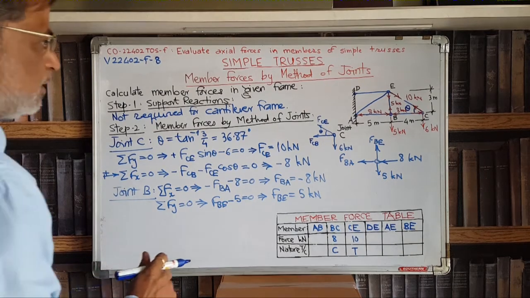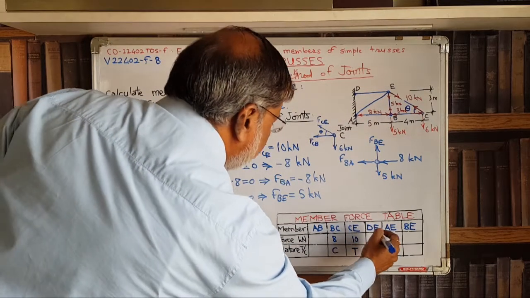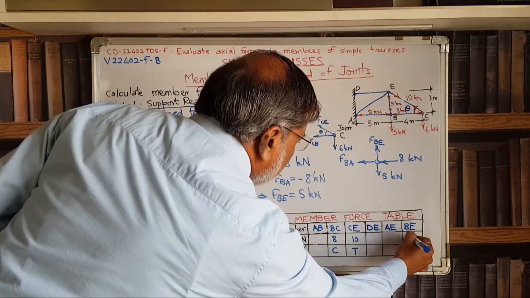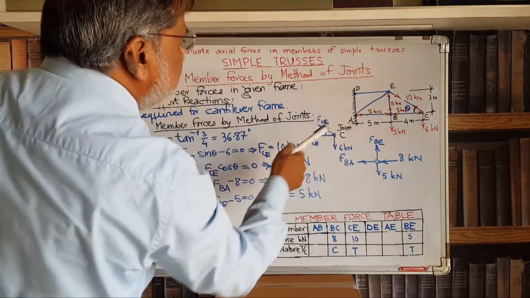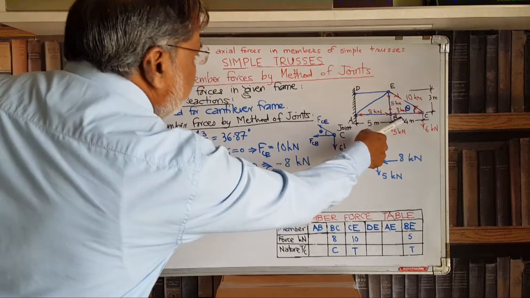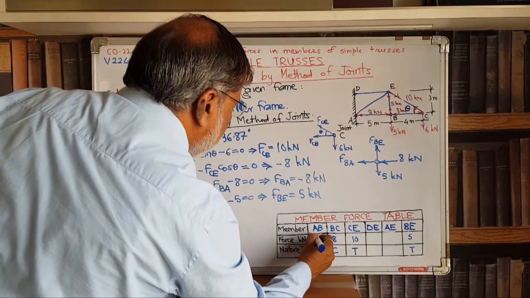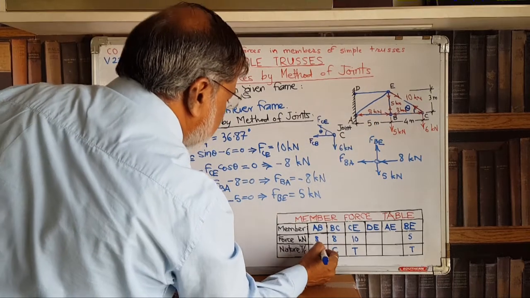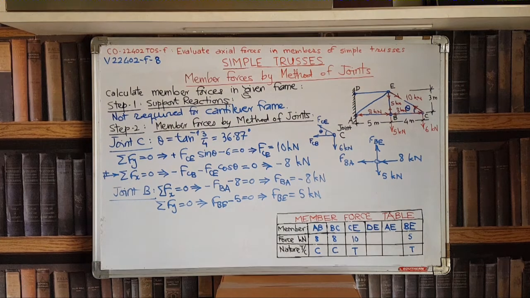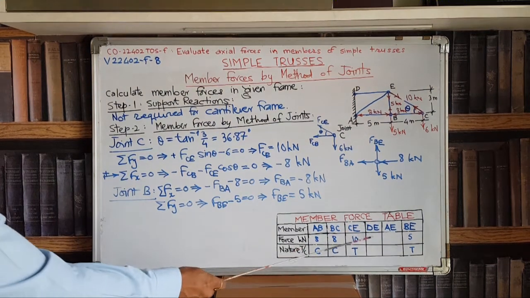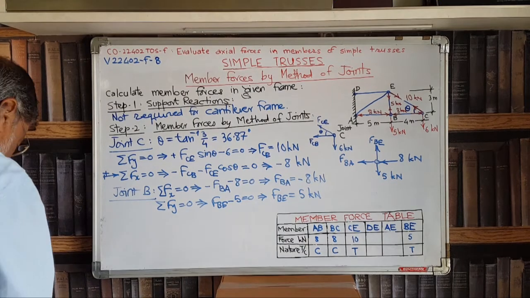Now we will record them, that FBE is 5 kilonewton and the arrow tips are towards each other, so it is in tension. FBA or AB same, it is 8 kilonewton, and the arrow tips are away from each other, so it is compression. So now only two members need to be calculated. For that we will have to consider another joint.